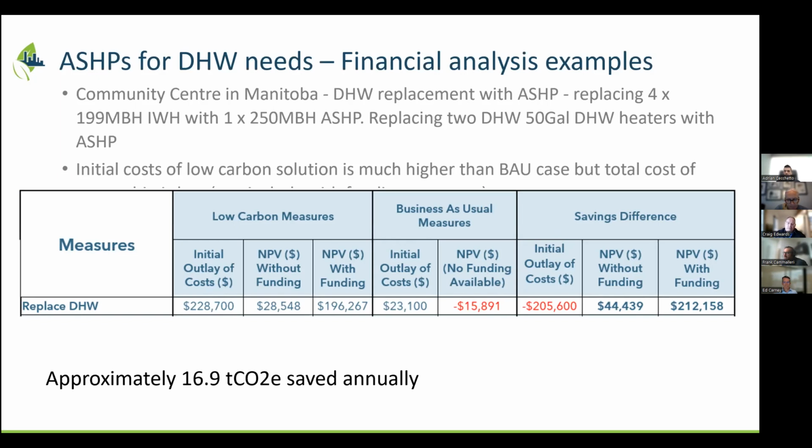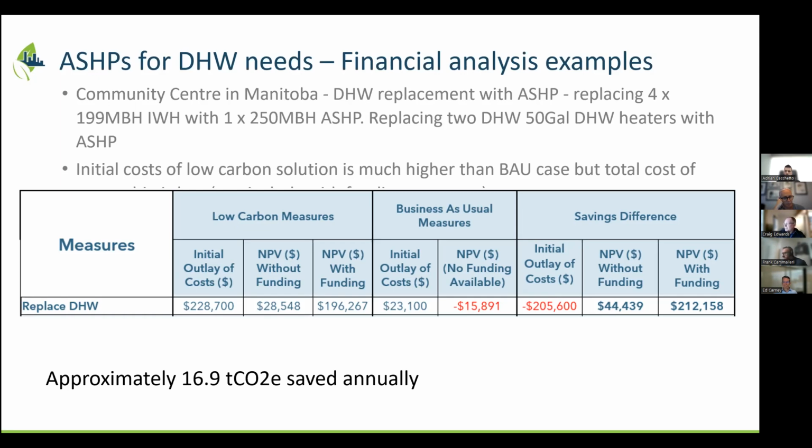So the interpretation of this is you have a net present value for the low carbon case of $196,000, but the net present value of the business as usual, which is the initial cost plus all the operating costs along the way, leaves a gap of at least $44,000. You're $44,000 ahead just without any funding that's available.